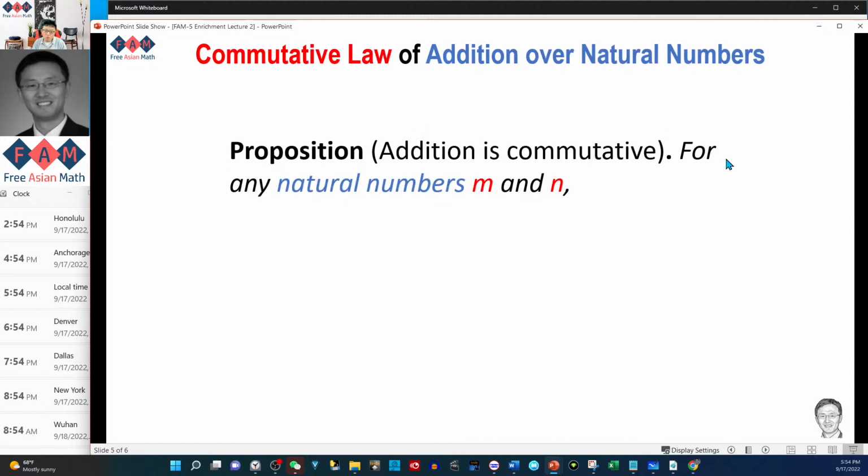So now we will be able to say this addition is commutative can actually be proven. Okay, and then we will give an easy proof. What is the commutative law? You have two natural numbers, m and n. Let's just say 3 and 5. You know, you're in 5th grade, you know 3 plus 5 equals 5 plus 3.